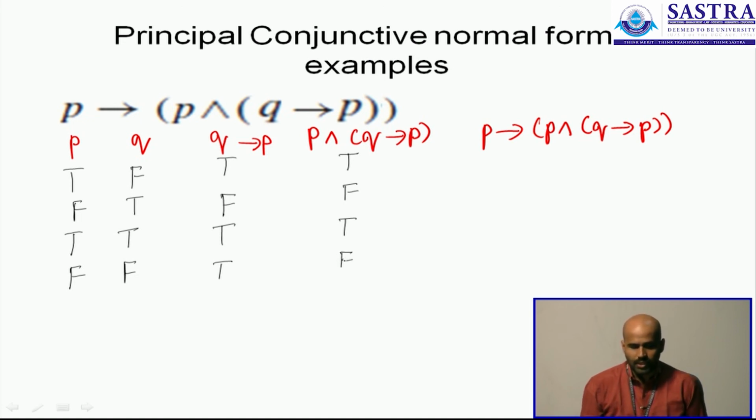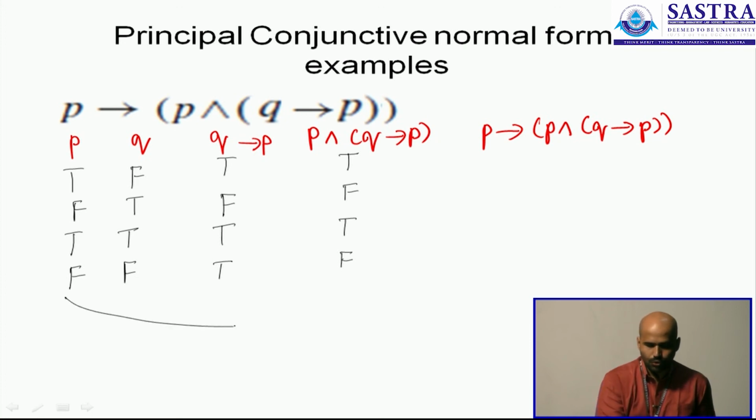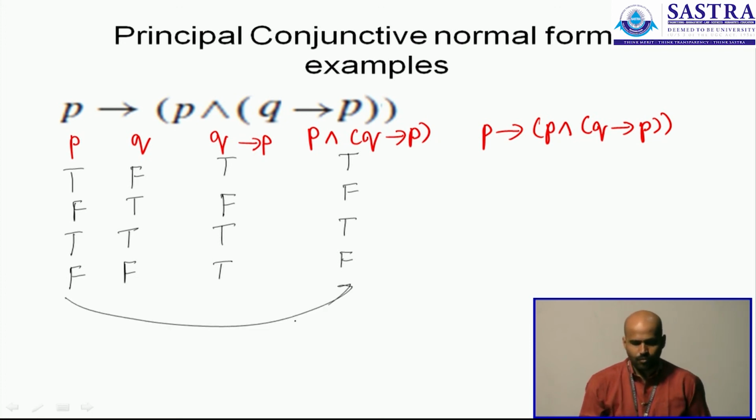And now it's a conditional from 1 to 4. Look at it, from 1 to 4. And a conditional will take up a false value only when you have a false value to start with. Q to P is out there, the conjunction is out there, the conditional is the last part. The conditional is defined in this manner.